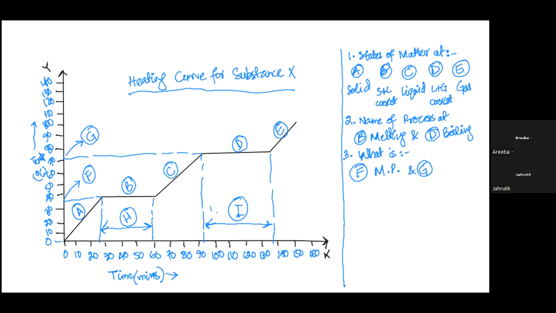Which leads us to my next part of the question. What is G then? The temperature point at which boiling occurs is known as? Boiling point. Right. If it is melting point for melting, then it will be boiling point for boiling. Pretty easy, right? Yes. Okay.